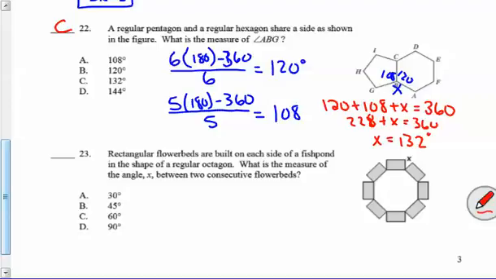Number 23 is another example, except I know that this is a rectangle, so that has to be 90, and this one's 90. So now find that side there of an octagon, and then add them all up and set them equal to 360. Octagons we found were 135. So if I do 90 plus 90 plus 135 plus x, it has to equal 360 degrees. So solve that, and you would have your answer.